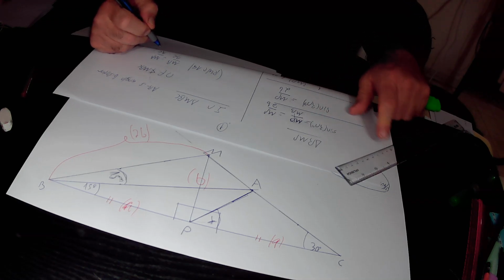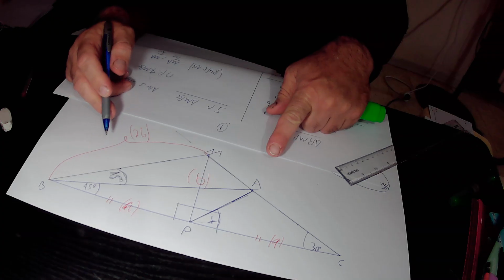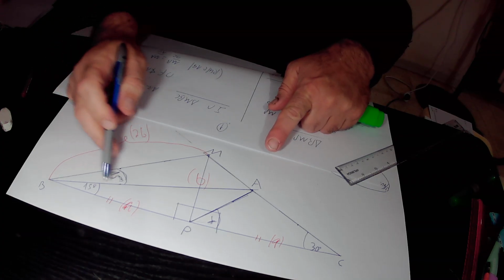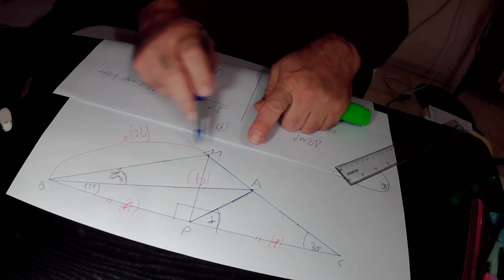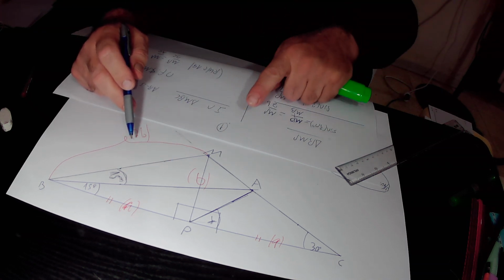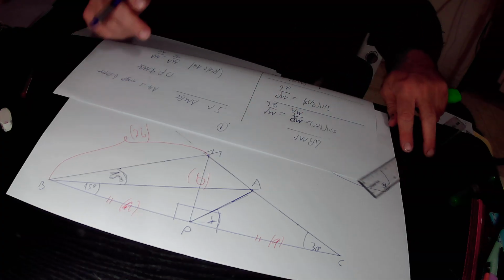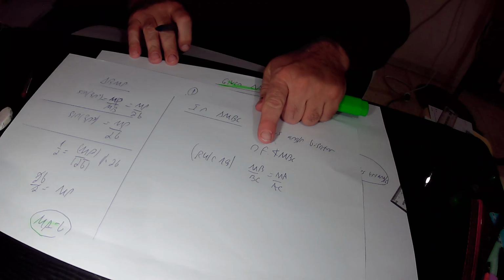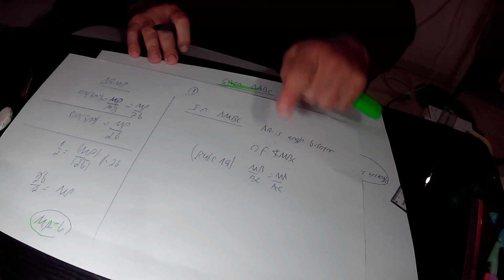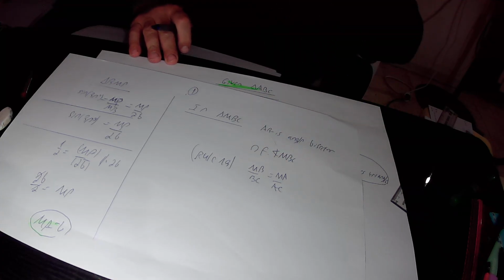Again, because AB is the angle bisector of angle MBC in the big triangle MBC, angle bisector AB divides the sides of this big triangle MBC proportionally. That is to say, MB over BC equals MA over AC. According to Rule 19, this is also defined as the angle bisector theorem.